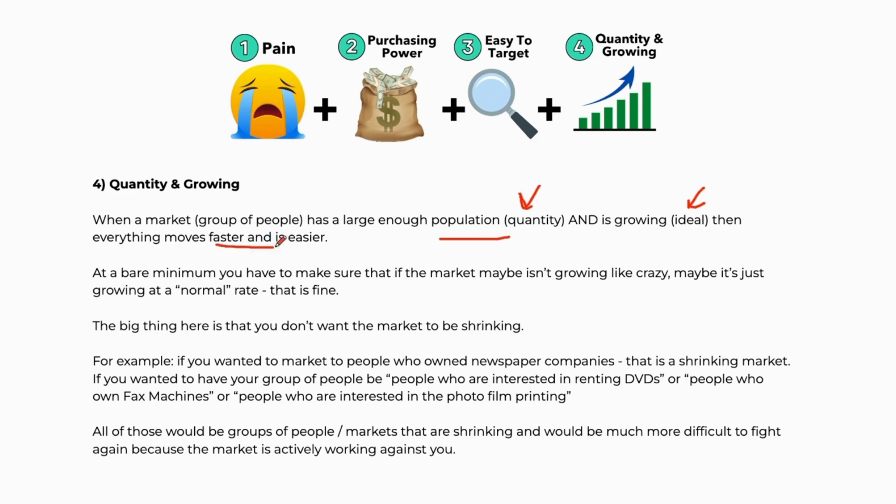Now, some people misunderstand this and think my market has to be growing at some breakneck speed. No, this is not the case, okay? Even if your market is just growing at a normal pace, right? It's just normal growth. Even that is fine.